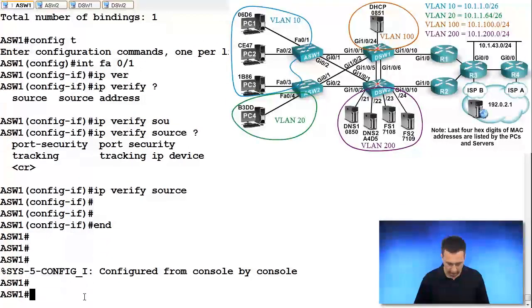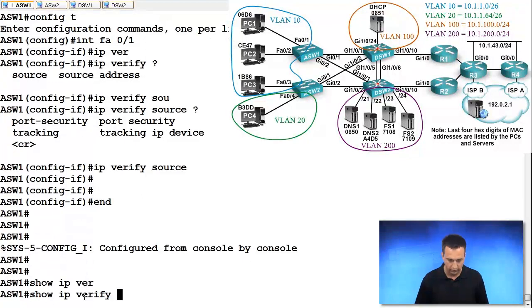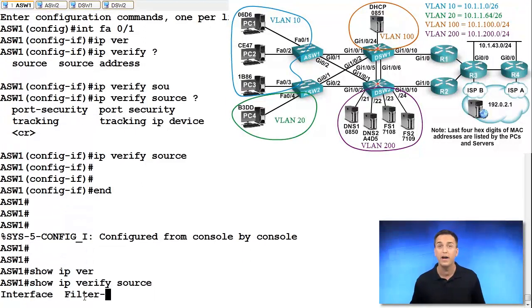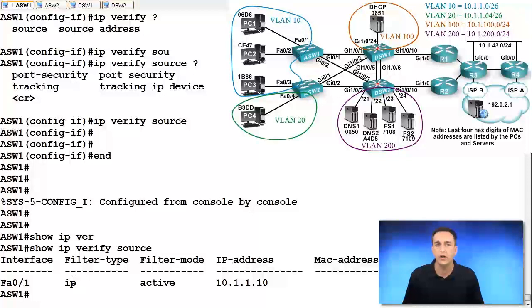And now let's take a look at the output of show IP verify source. That's how we verify IP source guard. We currently see that interface FastEthernet 0/1 has been enabled for IP source guard. The filter type is IP. Now, if it was also MAC address, it would say IP-MAC. Filter mode is active. The IP address of the packets must be coming from 10.1.1.10, or else they're simply denied.